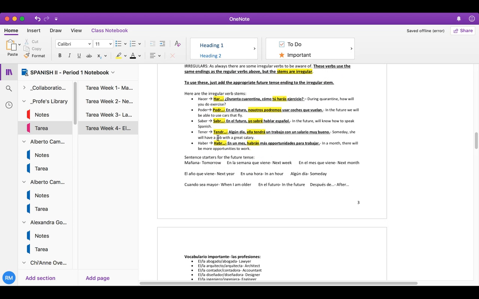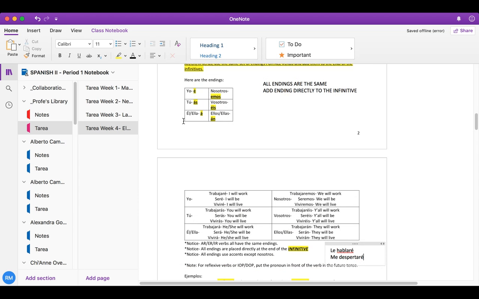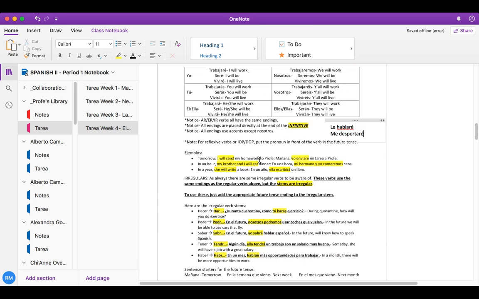Okay, moving down. Tener, to have. Tendr is the stem. Algún día ella tendrá un trabajo con un salario muy bueno. Muy bien, this is great. Ella tendrá, she will have. T-E-N-D-R is our stem, and we add our A with an accent directly onto that because that is the ella ending in the future.